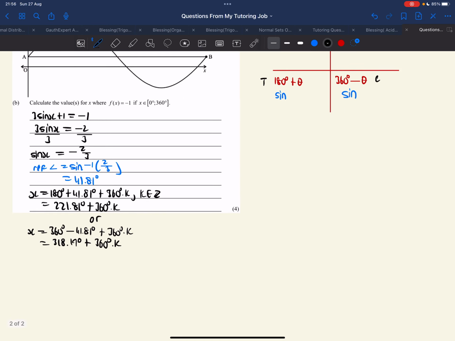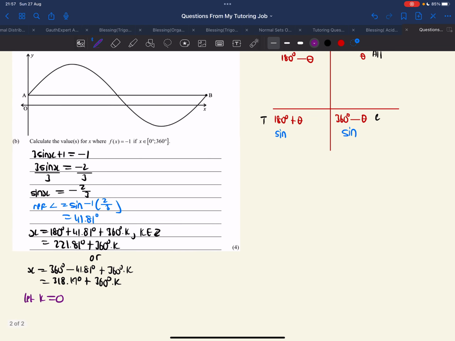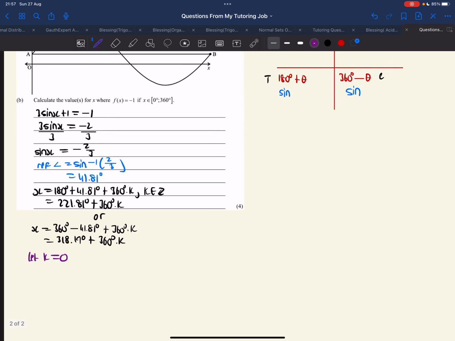All right, now we are looking for values which are in the interval 0 to 360 degrees. Now to find those values, we can say let k equal 0. Now remember, if we said let k equal -1, those values that we get are not going to be part of that interval, right?